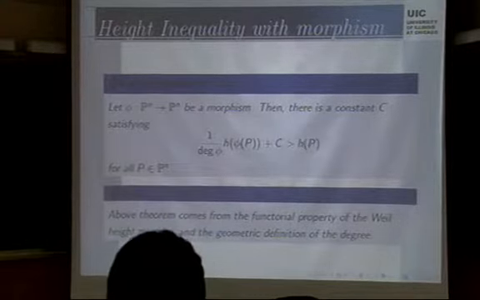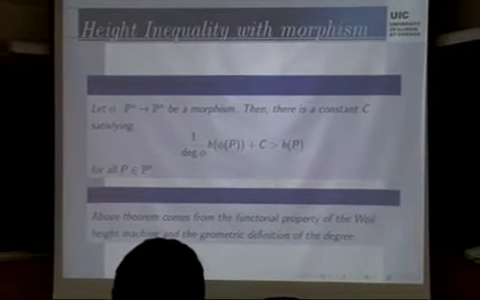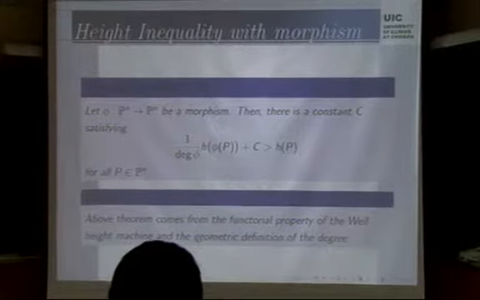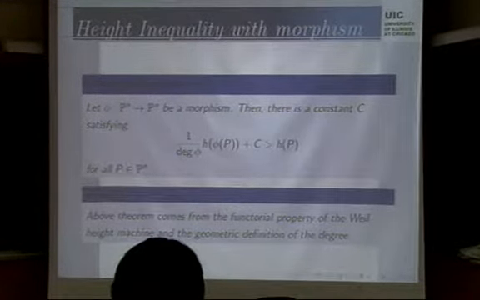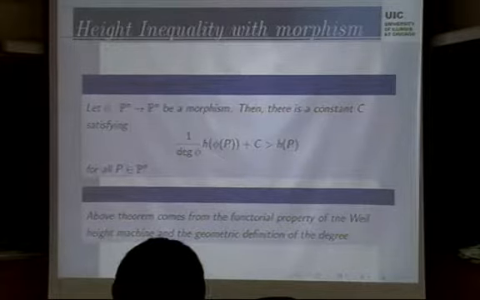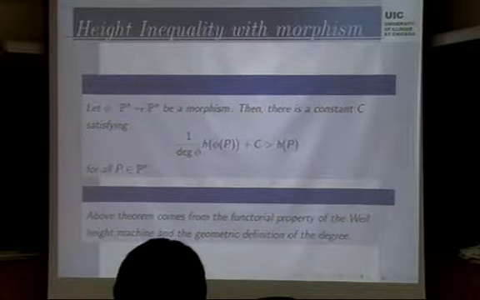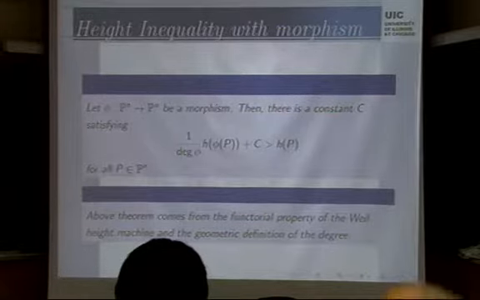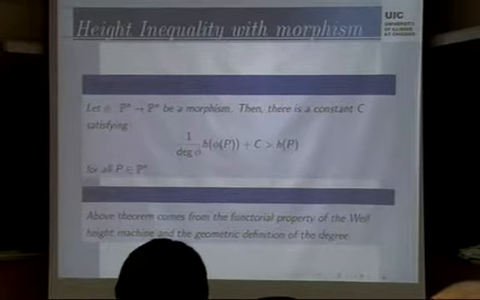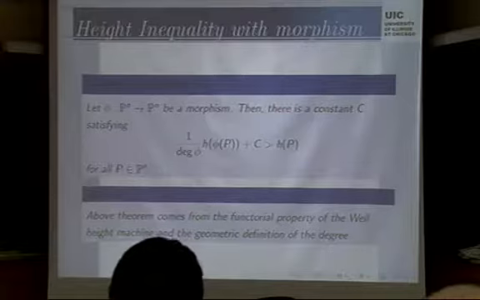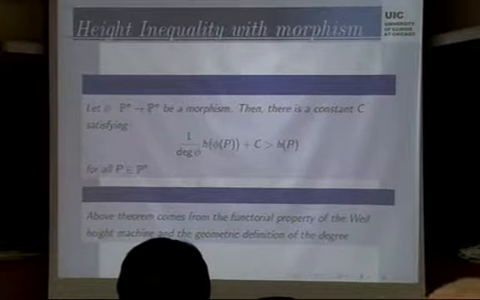Actually, this height inequality comes from a functorial property of the Weil height machine, which relates the Picard groups and height functions on given projective varieties. So this inequality is quite useful. For example, if you have an elliptic curve or abelian varieties, this inequality gives you the canonical height function, which was built by Néron–Tate.